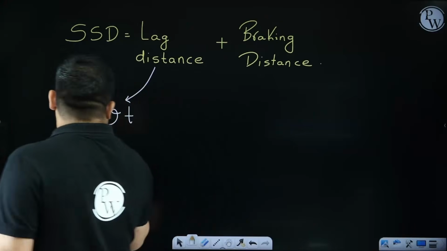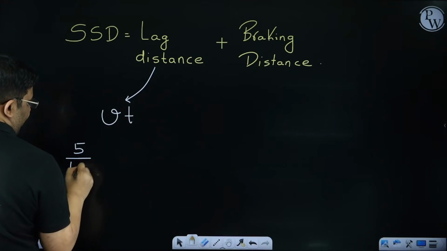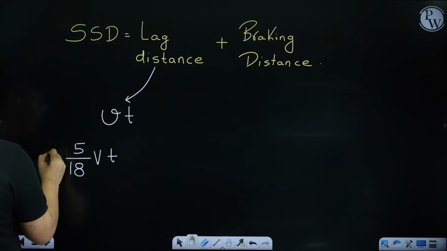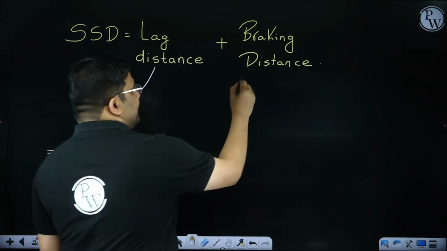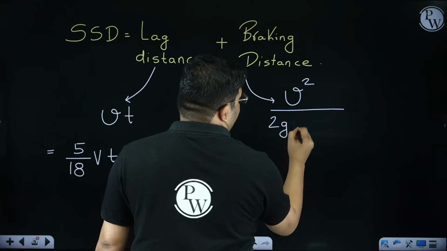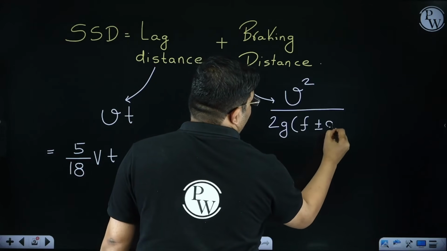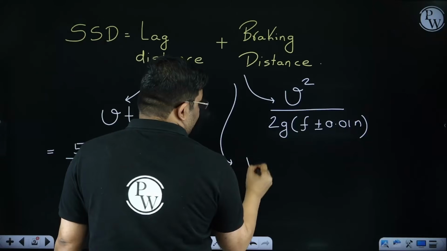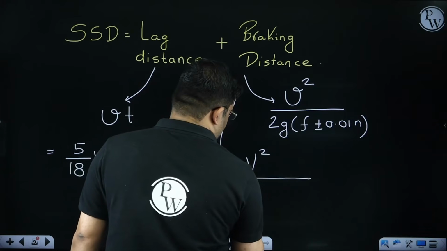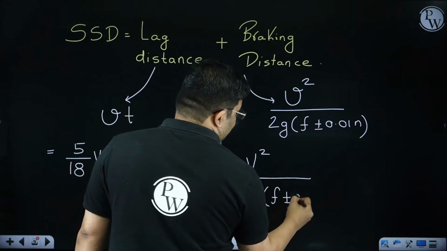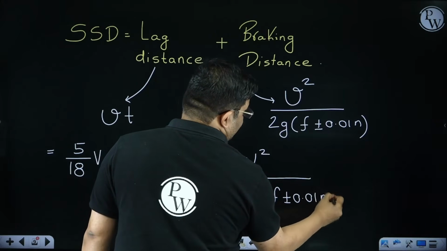This is in meter per second, or if I'm using kilometer per hour, 5 by 18 capital V into T. Same thing, right? And finally the braking distance: either I can use V square by 2G (F plus minus 0.01 n), or I can use capital V square by 254 (F plus minus 0.01 n). Here I am using kilometer per hour. You get the same value.